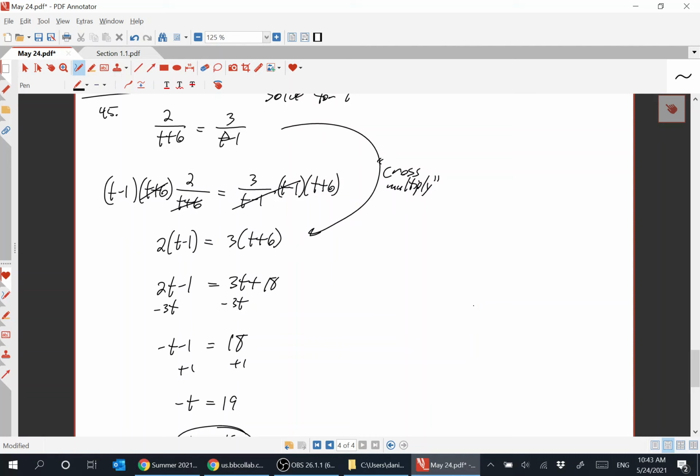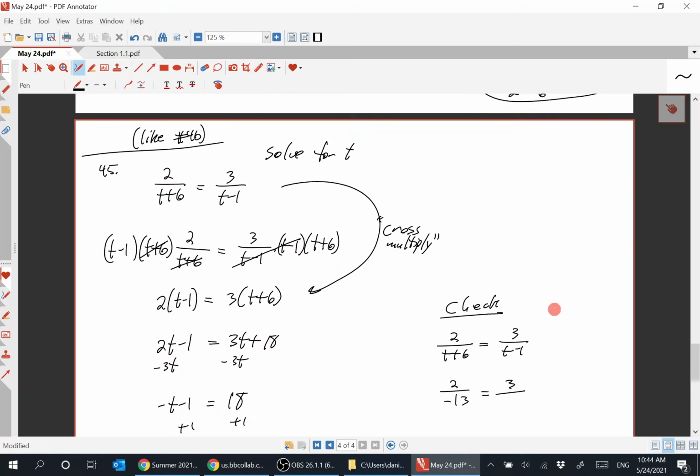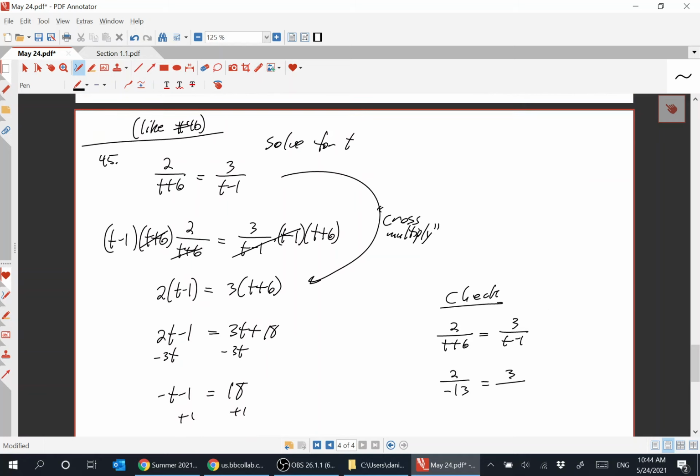Okay, and we can check that. t is negative 19. So plugging in t equal to negative 19. Negative 19 plus 6 is negative 13. Is equal to 3 over negative 19, negative 1. What happened here? I'm on a roll. I'm doing so poorly here. 2t minus 2.